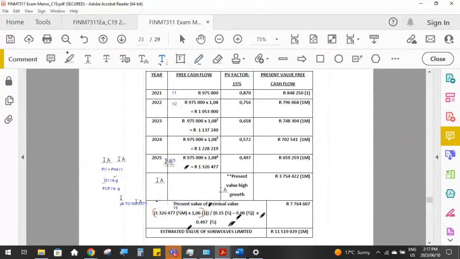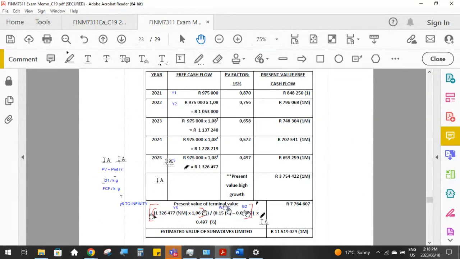And remember, this is our G2, the second growth rate into infinity. And this over here was our WACC. So WACC minus G2. Because this part of the calculation, FCF divided by WACC minus G2, gives us the present value of the free cash flows from year 6 into infinity.